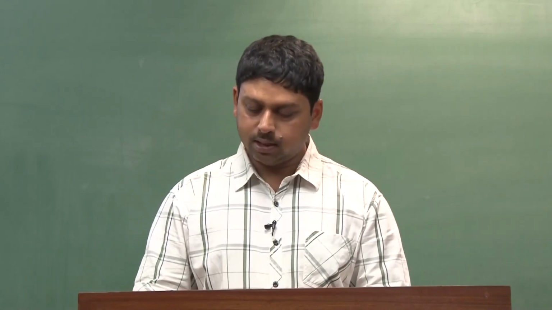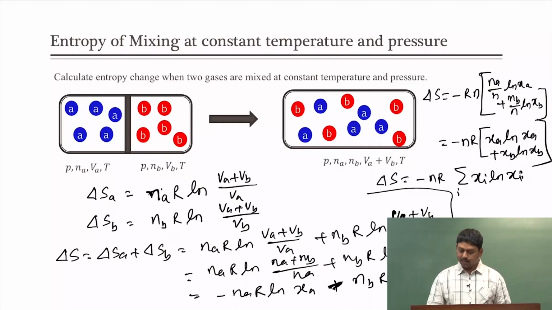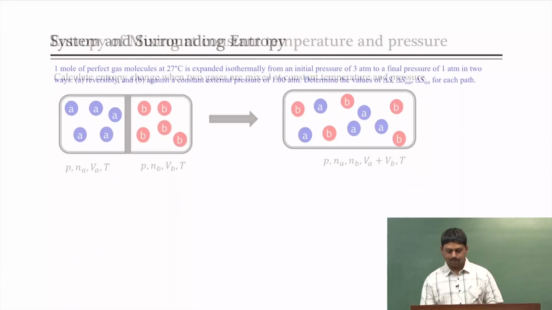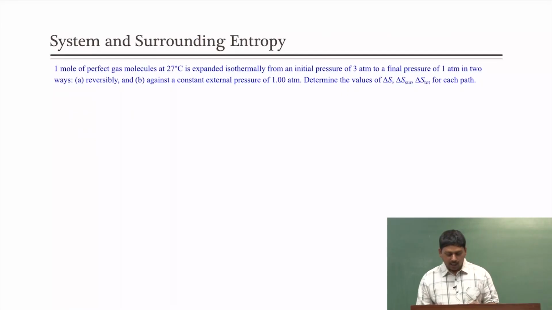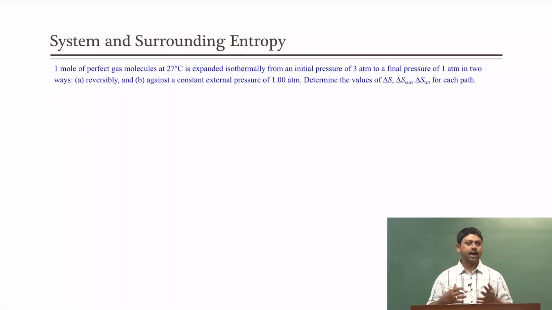So, that is a good question. Minus N R X_i ln X_i, but X_i is a fraction quantity, so ln X_i is a negative quantity. Negative and negative will become positive. So, basically delta S is greater than 0 because ln X_i is negative. Good that you asked.